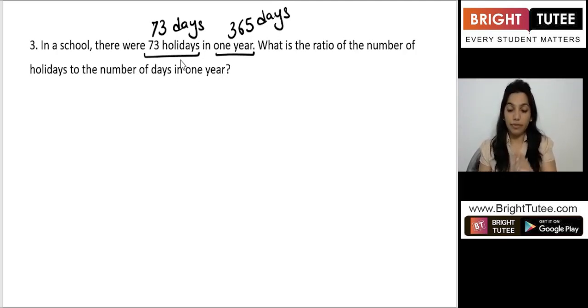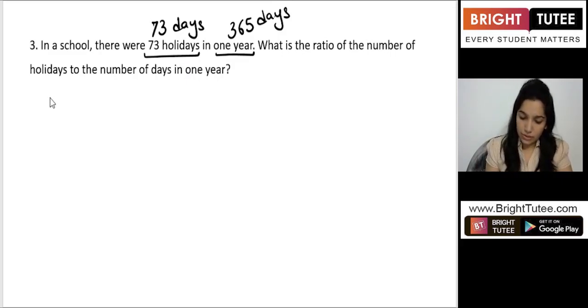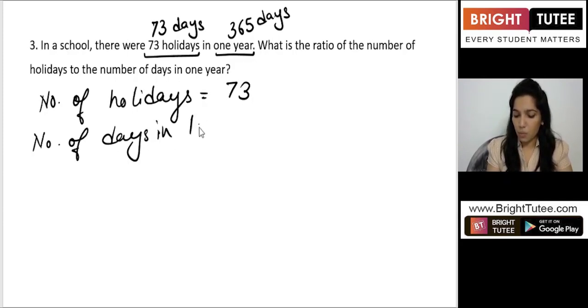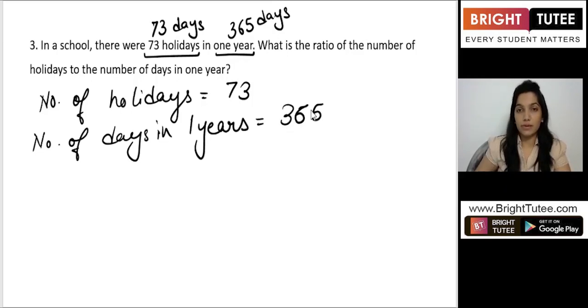365 days. And we are considering a non-leap year. Okay. Now let us write here number of holidays. It is equal to 73. Number of days in 1 year. What is the number of days in 1 year? It is 365. Is that right?